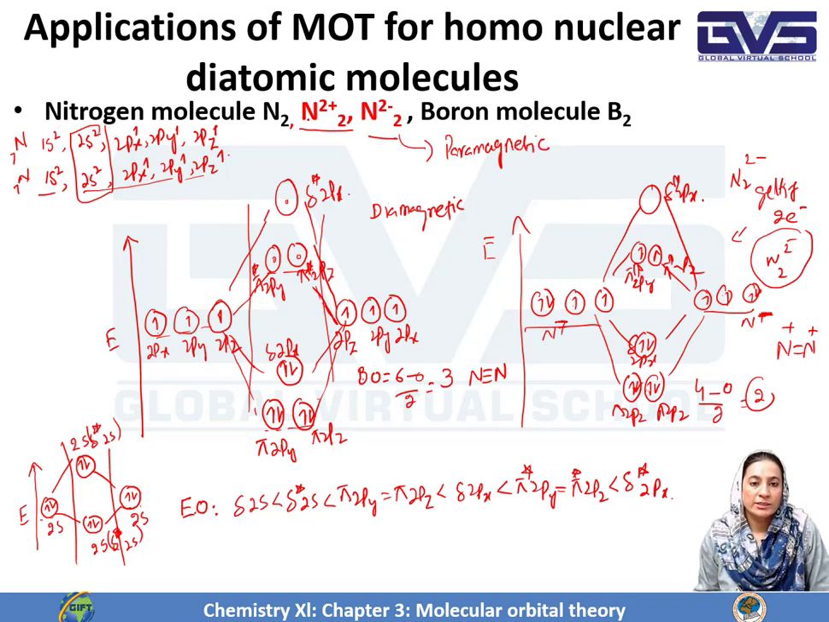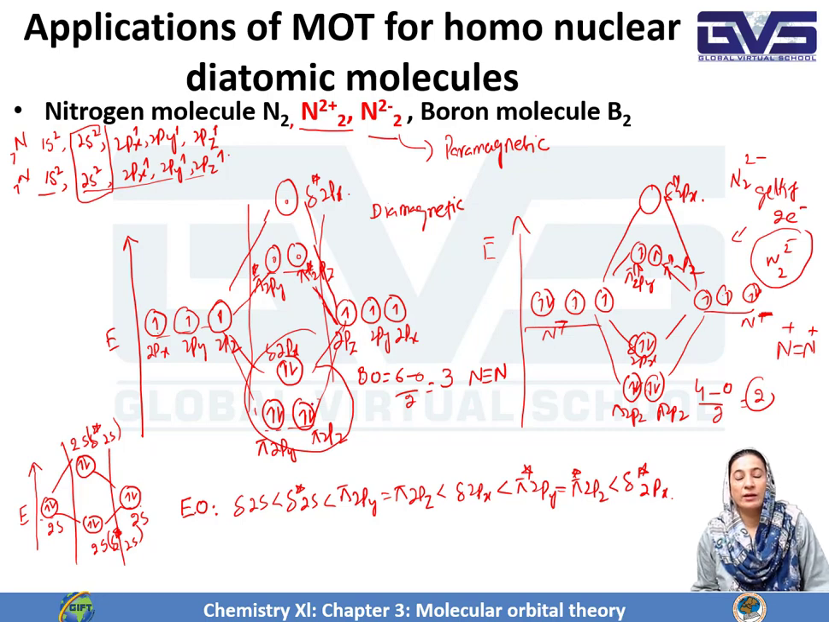While N2 2 positive and N2 neutral are diamagnetic. Students, hopefully this will be clear for you. But they have the same energy order as this one; just the filling of the electrons is different. And remember this, I will discuss this in the next lecture, in the next slide, with reference to oxygen.